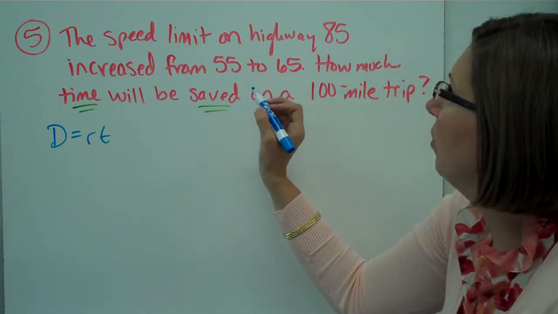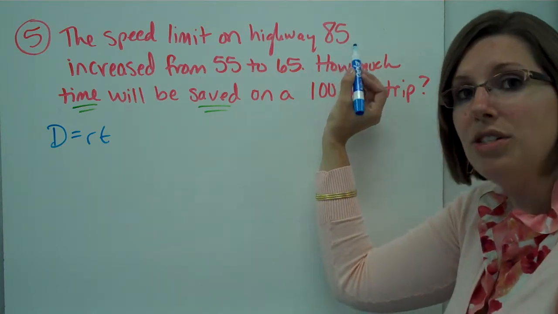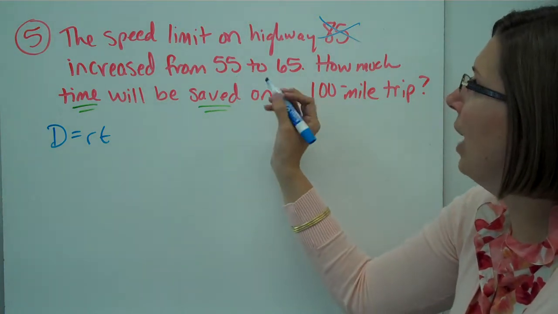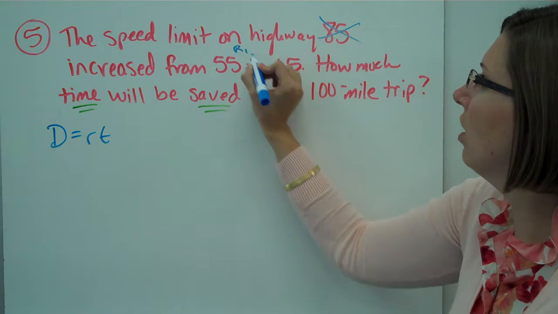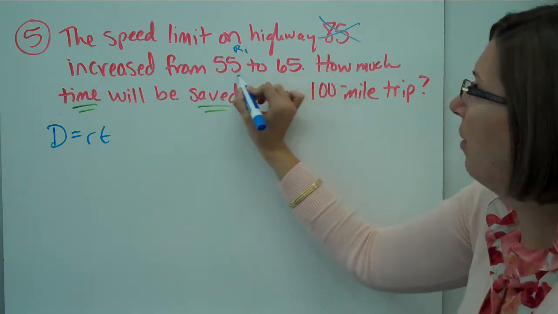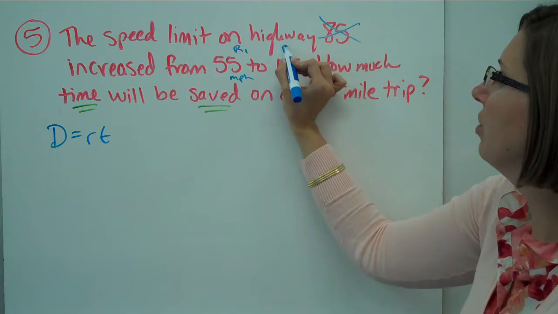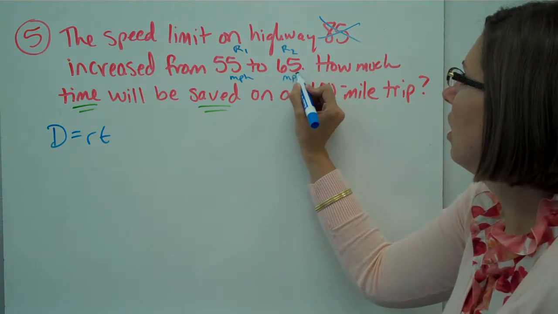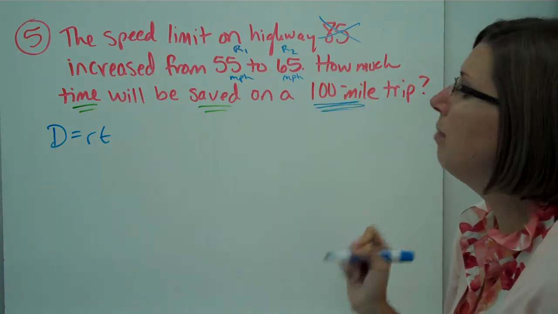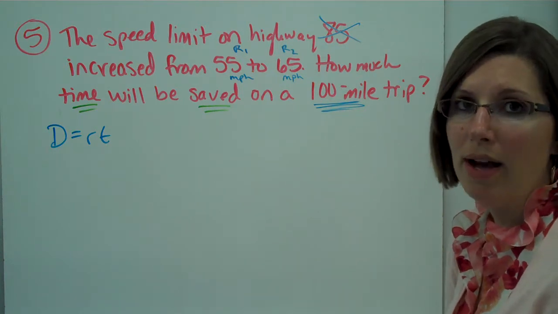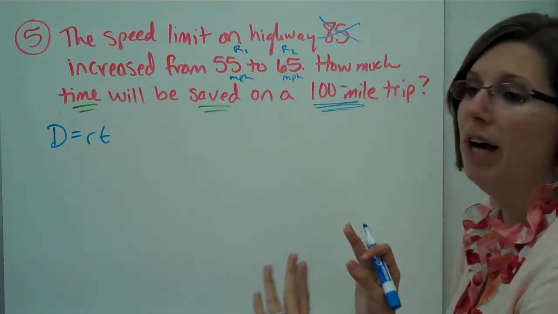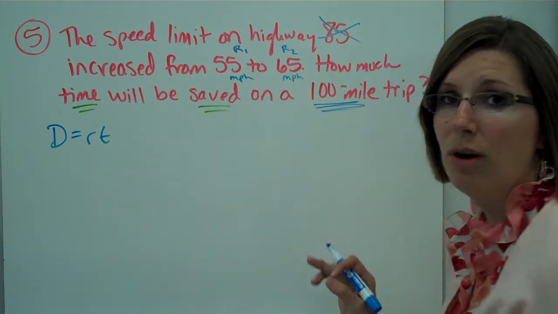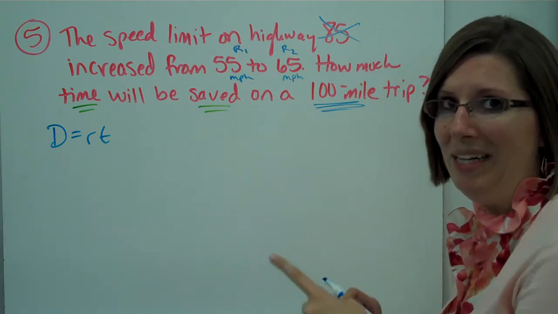I've got the number 85, but that's just describing the highway, so I don't need that number. I've got 2 rates. I've got my first rate, I'll call it rate 1, which is 55 miles per hour, and rate 2, 65, which is also miles per hour. And then I've got a distance. In both situations, I'm going 100 miles. So I'm going to have to evaluate these 2 scenarios separately. So I've really got 2 problems in one.